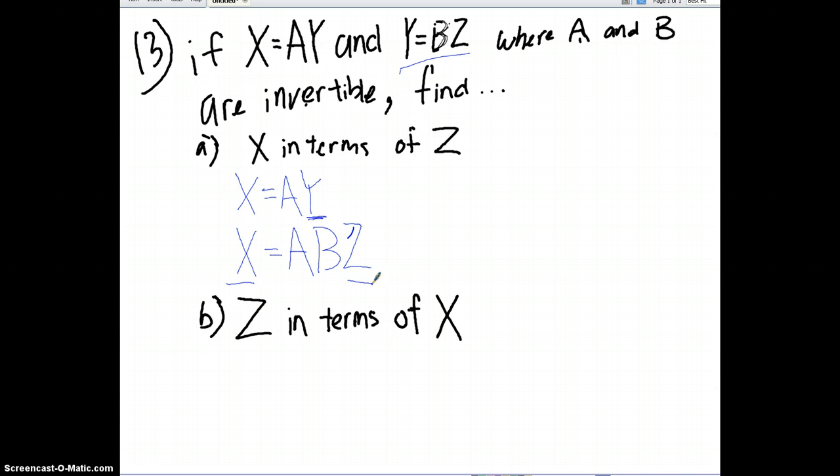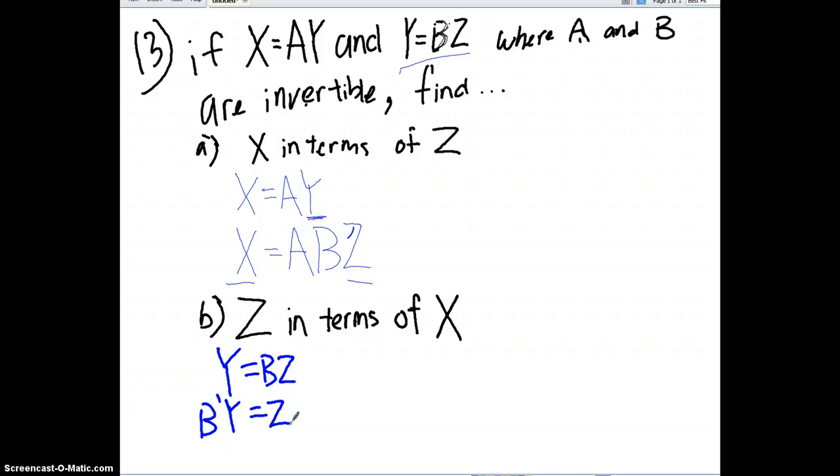Next up, we have to find z in terms of x. So let's start off with the other equation, which has z in it already, y equals bz. But here we have to isolate z so that we can actually get z in terms of x. So as we've learned before, we just have to get the inverse of b, put it on the other side, so that we can isolate the z. And remember, order matters, so since the b is in front of the z originally, the b inverse has to be in front of the y.